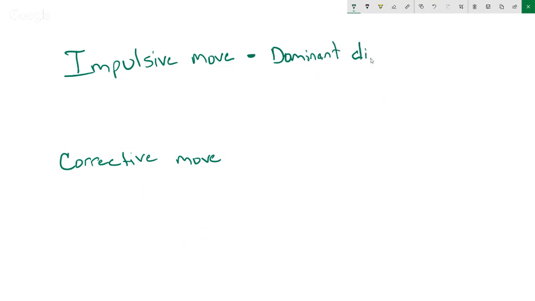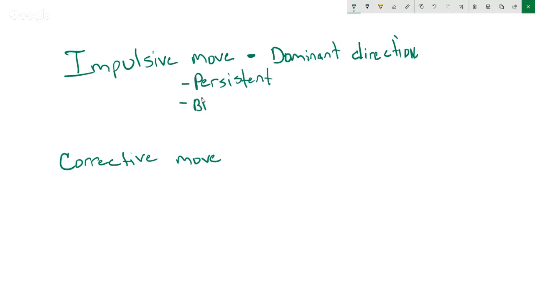Now, when looking at a trend, it has two types of moves. The two types of moves in a trend are impulse move and corrective move. So when looking at a trend, the impulse move is the move in the dominant direction. Now this is important because this move in the dominant direction is persistent, meaning you think it's going to end and it just doesn't seem to end.